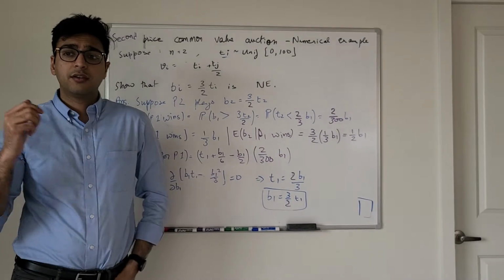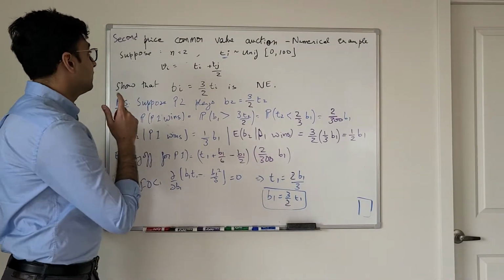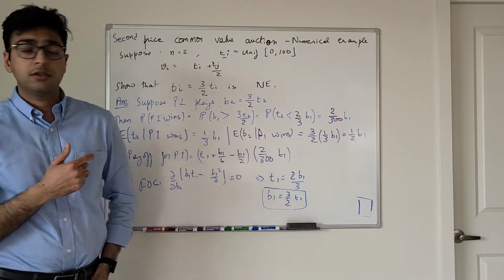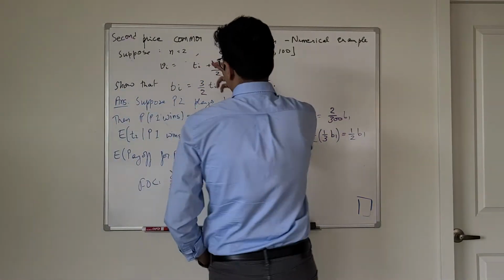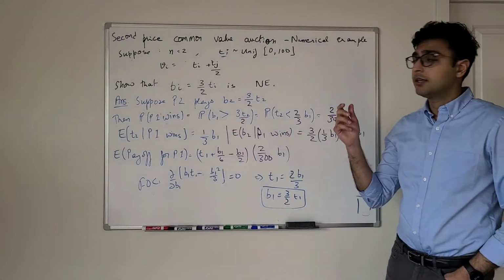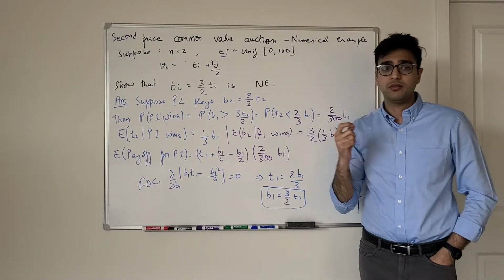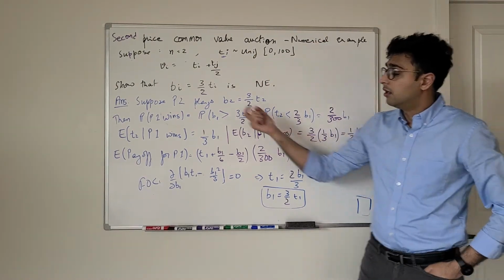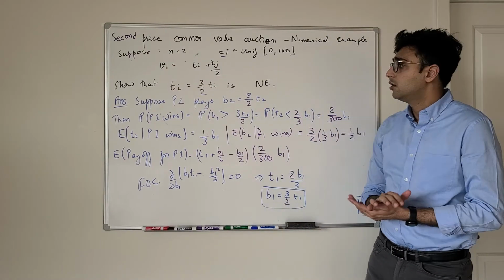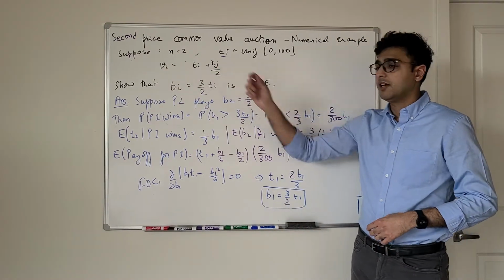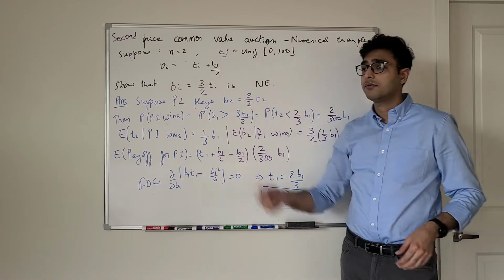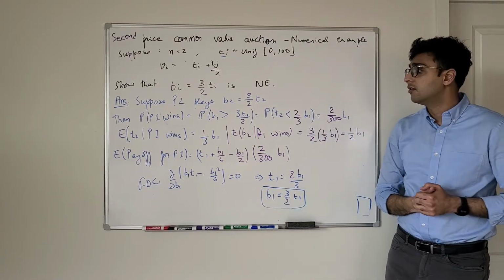Okay, so now we are going to do a numerical example of a second price common value auction. Again, we suppose that there are two firms or two players bidding. For each player, the signal is generated from a uniform distribution between 0 and 100. Vi, which is valuation, is going to be (Ti + Tj)/2, so your own signal plus 1/2 of whatever the other player's signal is.